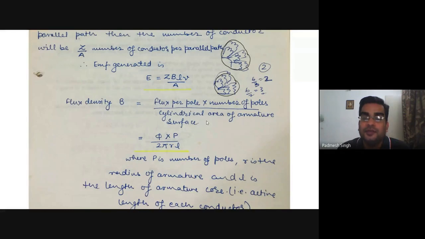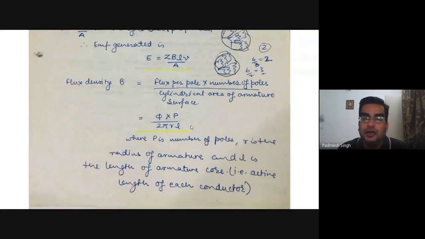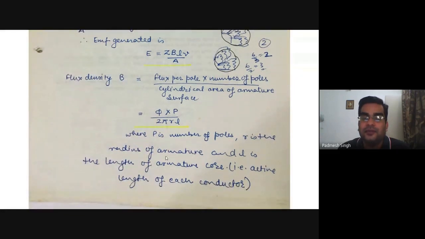And since we know the armature is of cylindrical shape, the cylindrical area of the armature surface will be 2 pi RL. So flux density B may be written as phi into P upon 2 pi RL. Here, P is the number of poles, R is the radius of the armature, and L is the length of the armature conductor. So from the flux density expression, we obtain that B equals phi P upon 2 pi RL.